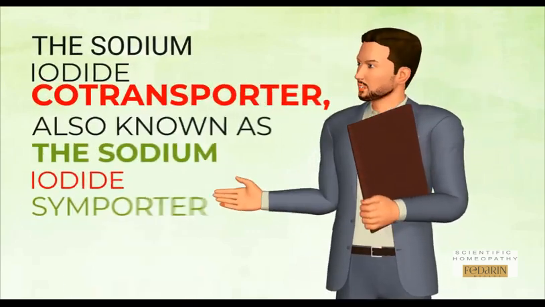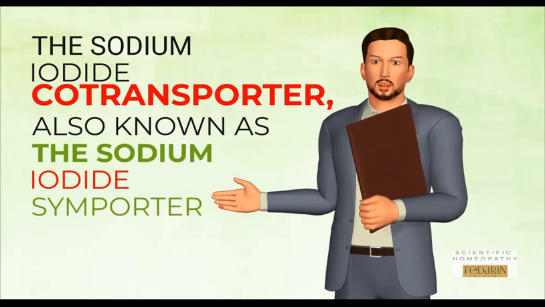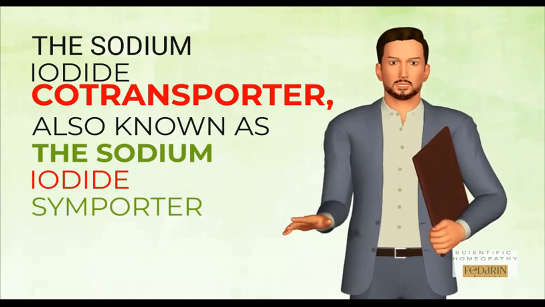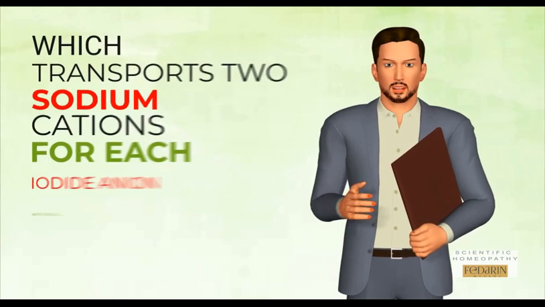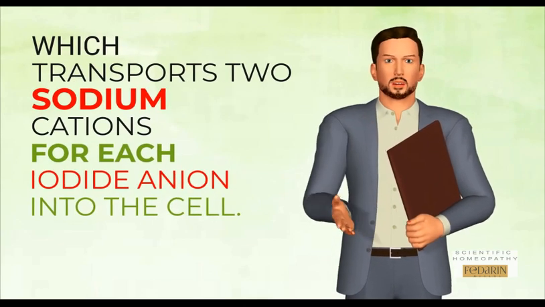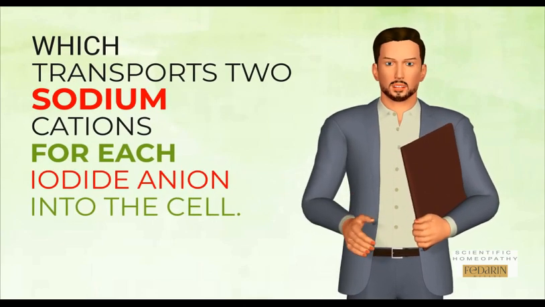The sodium iodide cotransporter, also known as the sodium iodide symporter or NIS, is a transmembrane glycoprotein, which transports two sodium cations for each iodide anion into the cell.